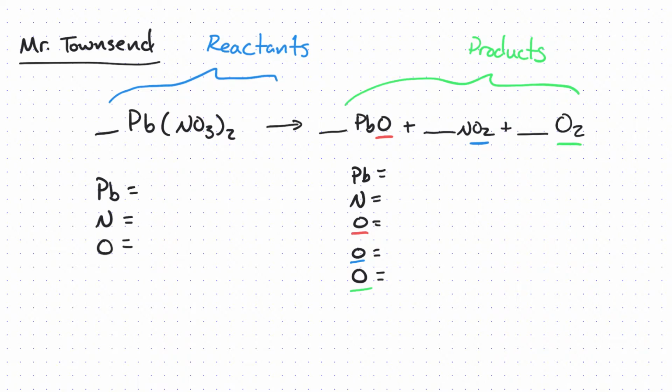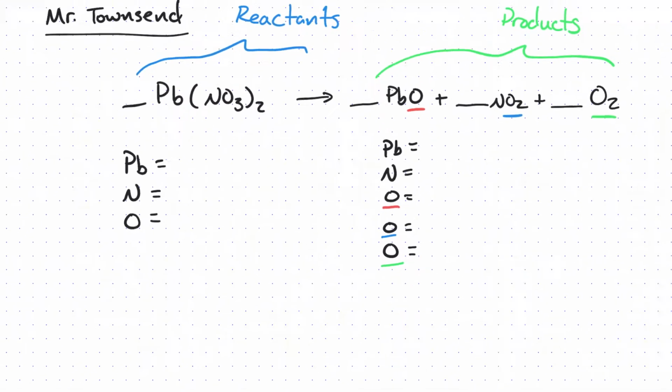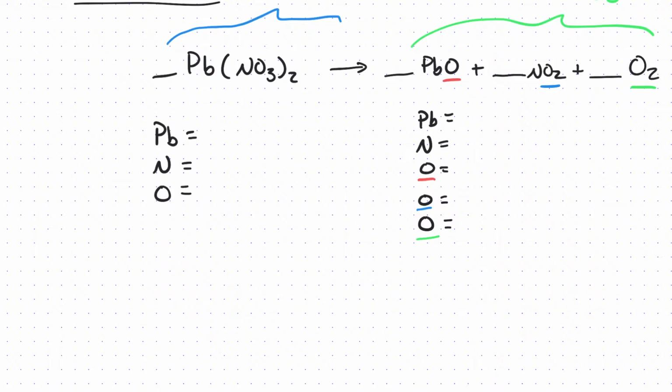Okay, let's go ahead and tally up how many of each element we have. Over here on the reactant side, I have 1 lead, and I have 2 nitrogen, because this subscript 2 actually distributes to everything inside of the parentheses. And since this subscript for the oxygen is there, we actually have 2 sets of 3 oxygen. So that means we have 6 oxygen on this side.